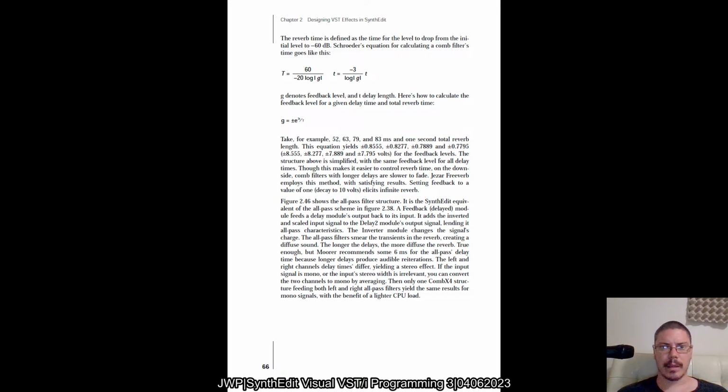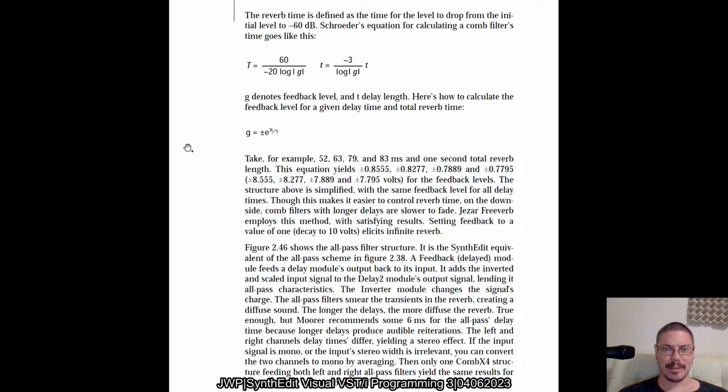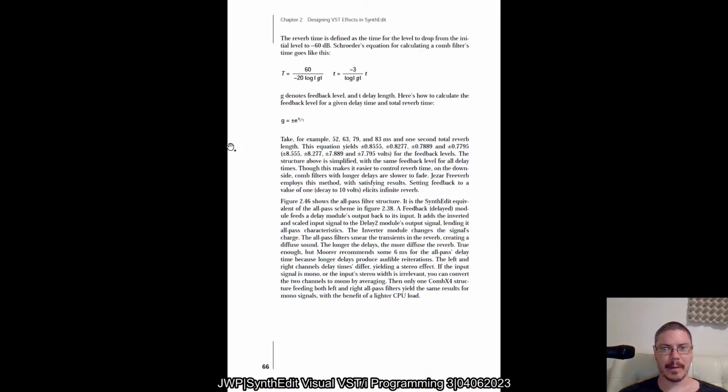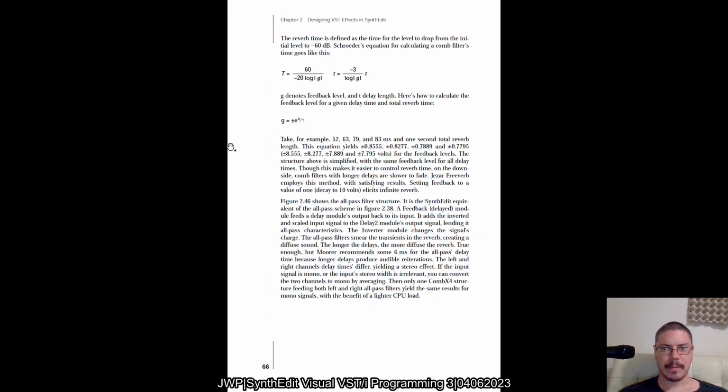Here's how to calculate the feedback level for the given delay time and total reverb time. So G equals, I don't know what that symbol means, plus underscore E, times 3 t over time. Take, for example, 52, 63, 79, and 83, and 1 second total reverb length. This yields, is it plus or negative? Plus or equal? 8.25, 827, 78, and 7795.